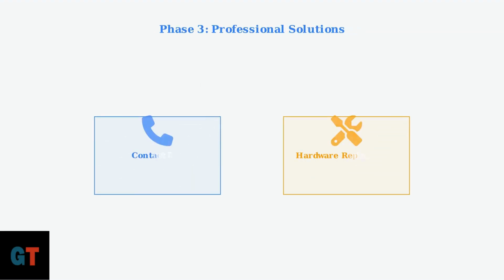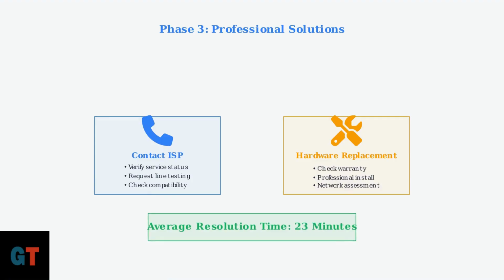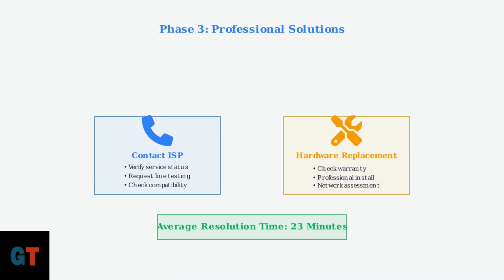If all else fails, it's time for professional solutions. Contact your ISP to verify service status or consider hardware replacement if you suspect a defective unit. Remember, in 2025, the average resolution time for a red light issue is down to just 23 minutes. With these systematic steps, you've got the tools to get your network back online quickly and efficiently.